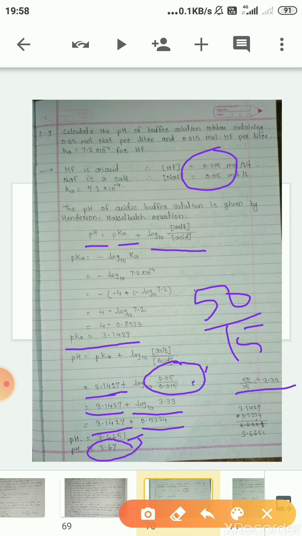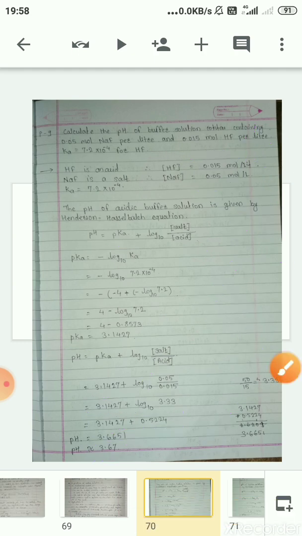Okay, now in the same way we have to calculate the pOH or pH for the basic buffer solution. From this equation you can also prepare the value of pOH as you have prepared the value of pH. Now you have prepared the value of pH is 3.67. You can do 14 minus 3.67, you will get the value of pOH.